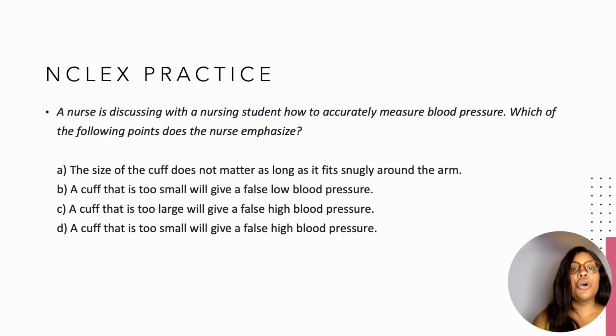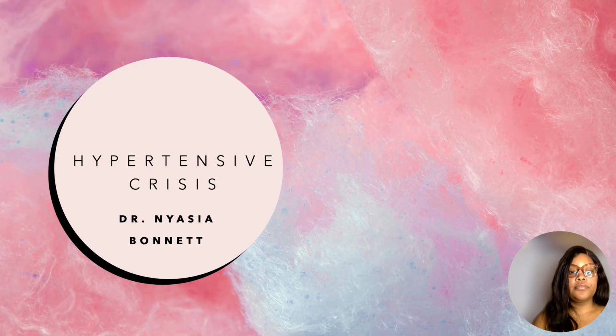So if you chose that using a cuff that is too small will give a high blood pressure measurement, that is correct, while using a cuff that is too large results in a false low measurement. So it is so important that you get the correct fitting cuff. So the answer was D, okay?